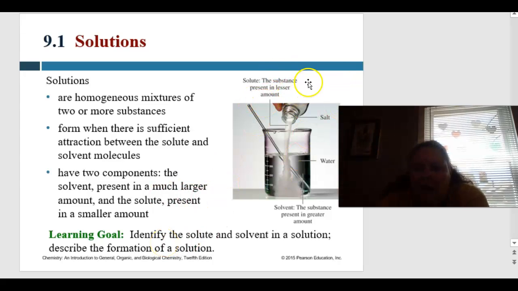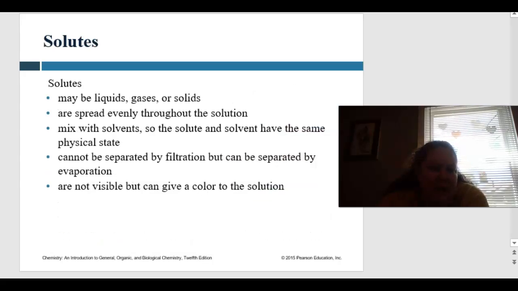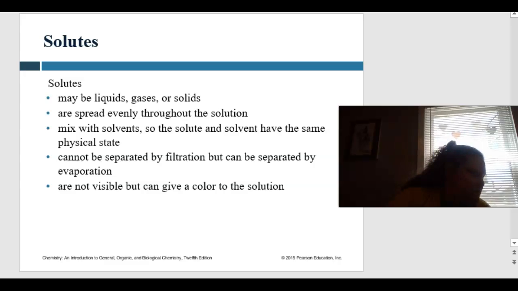So an example over here, the solute is the substance that's present in the lesser amount, which would be the salt, where the solvent is the substance which is present in a greater amount. So solutes may be liquids, gases, or solids, and they are spread evenly throughout the solution. They're mixed with solvents, so that the solute and the solvent have the same physical state, and they cannot be separated by filtration, but they can be separated by evaporation. They're not visible, but they can give color to a solution.